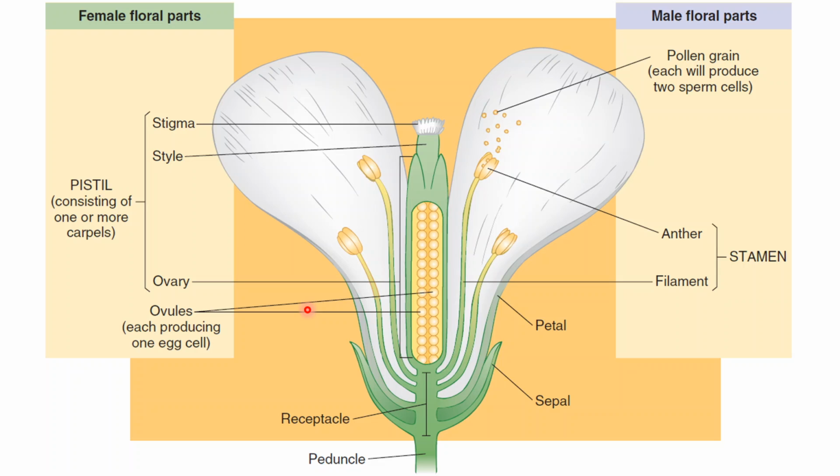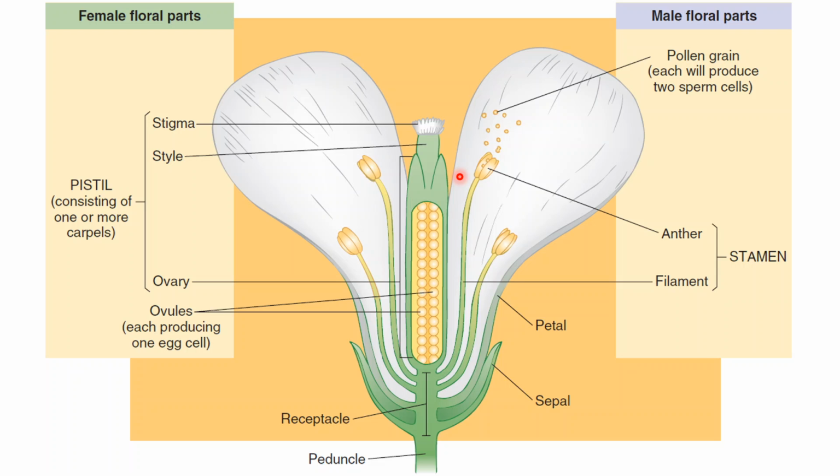Just inside and above the petals are the stamens. Each stamen has a thin stalk called a filament, at the top of which is an anther. So this is a stalk that is called filament, and this is an anther. An anther is a sac-like structure in which pollen grains form.